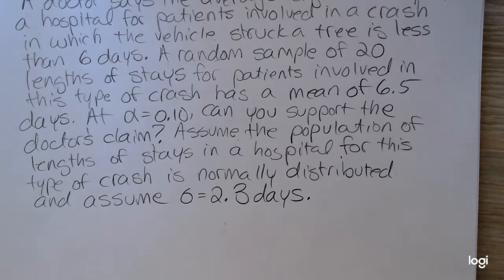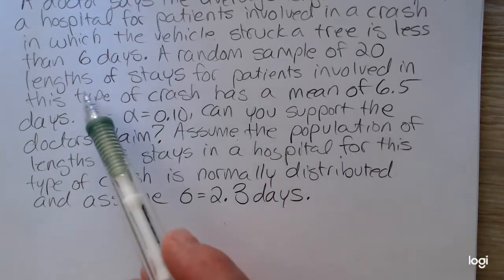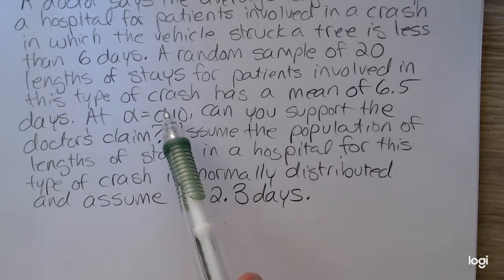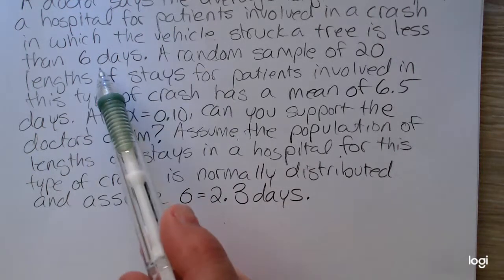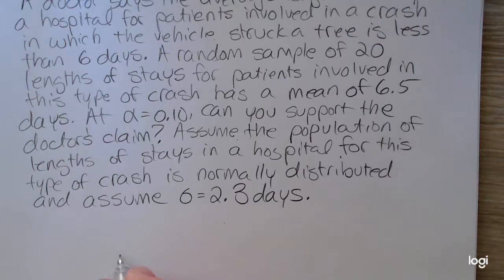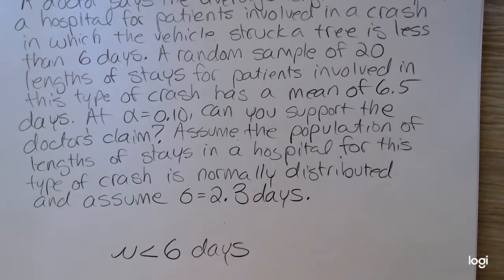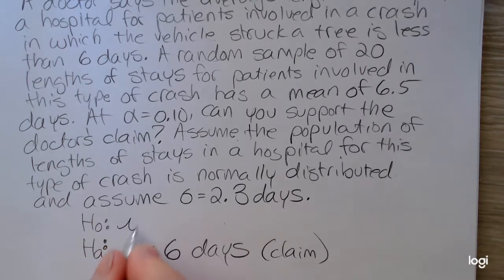The null and the alternative need to be set up in terms of the population parameter mu. And looking at the claim, the length of stays for patients involved in this type of crash is less than 6 days. So as a mathematical statement in terms of mu, this will be mu less than 6, and this is the doctor's claim. Because this does not contain the case of equality, this is the alternative, and our null is that mu is equal to 6.